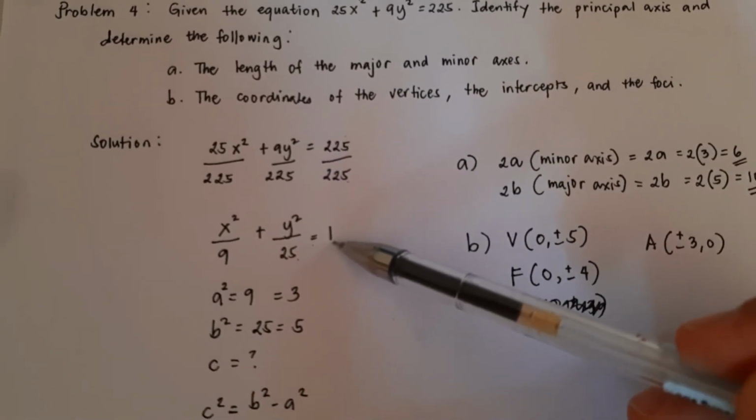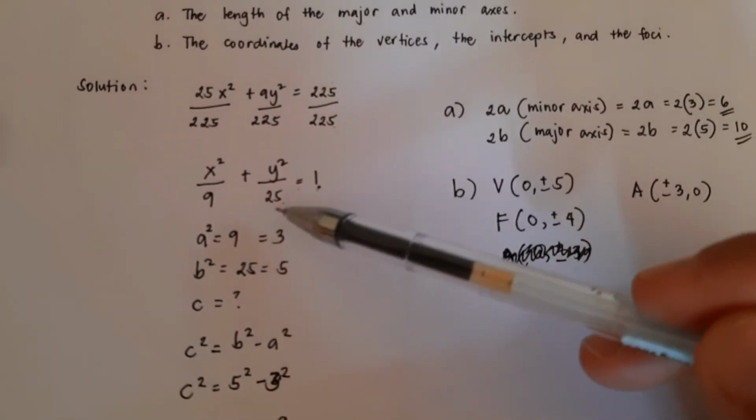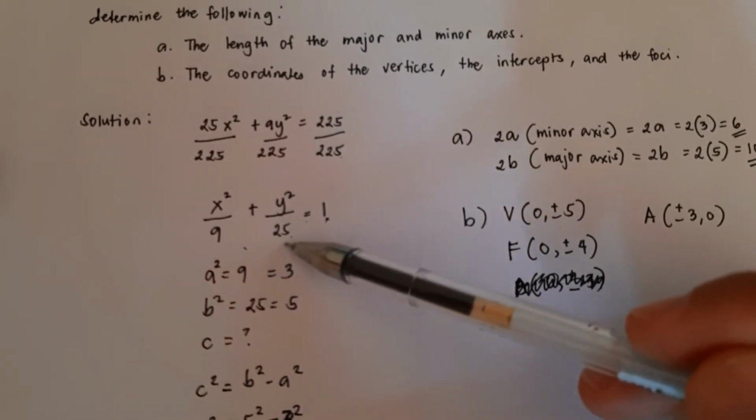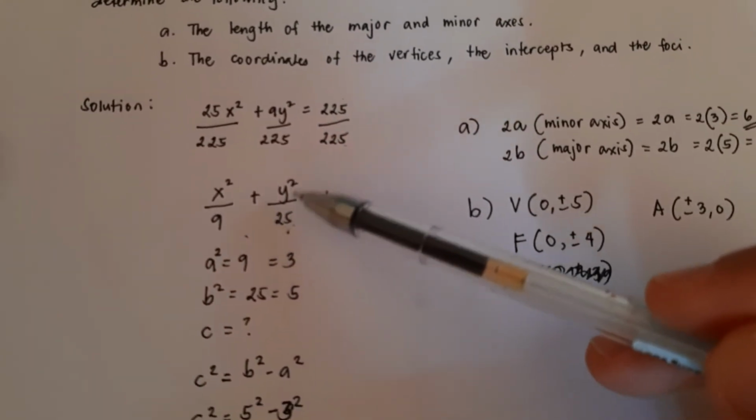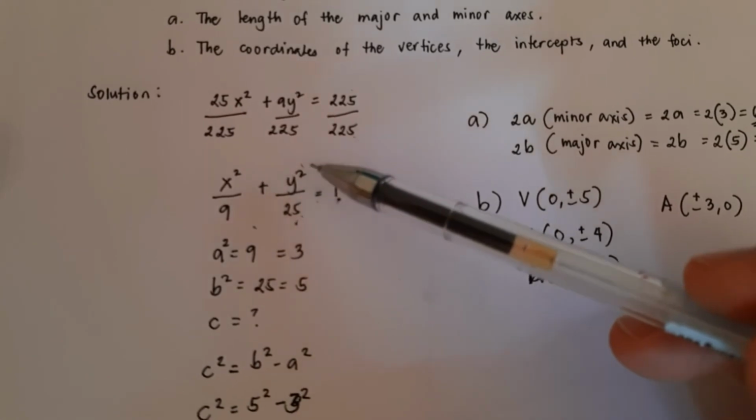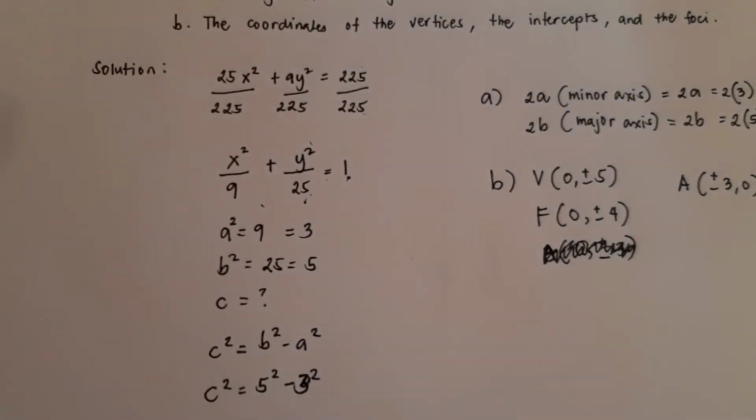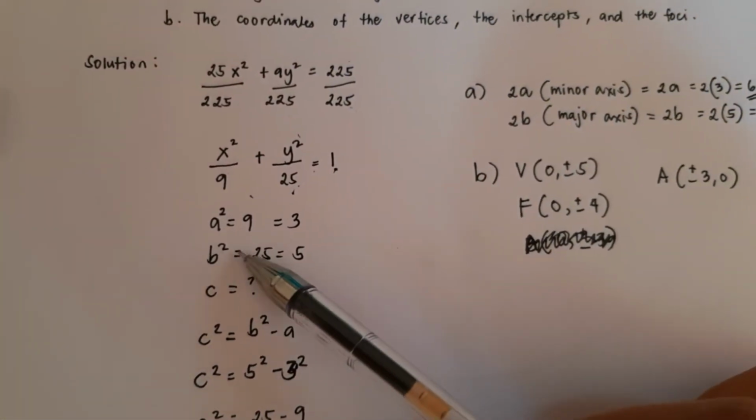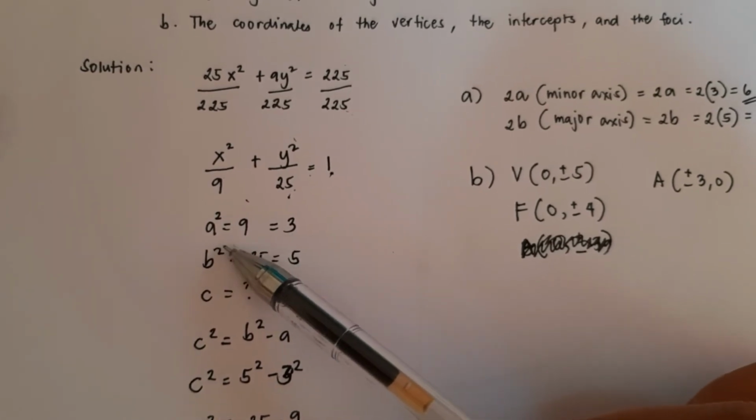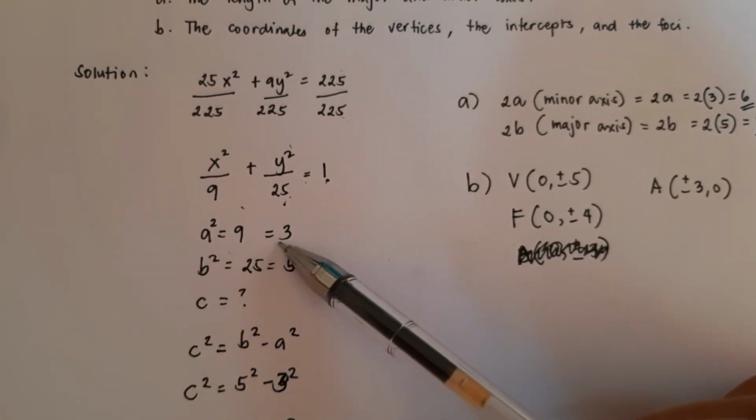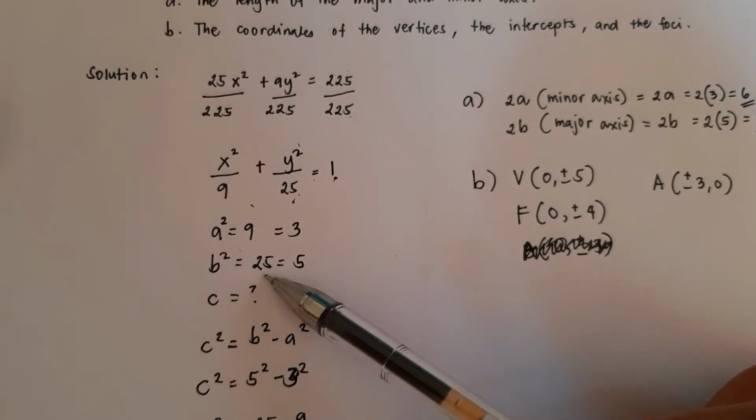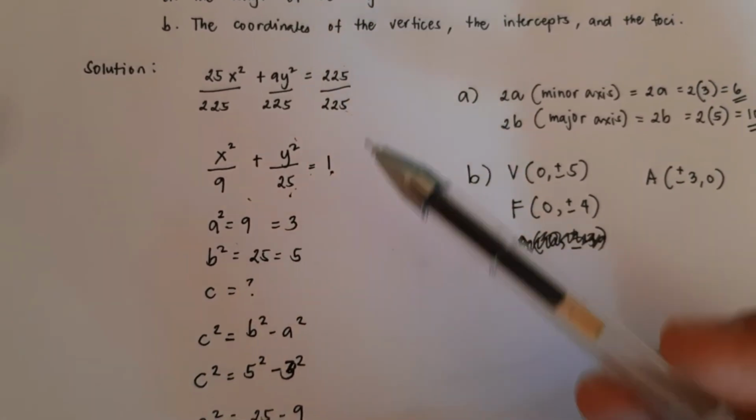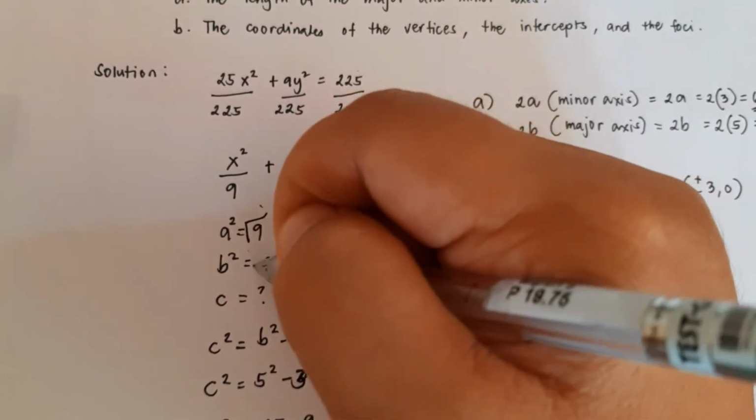Okay. So, alin ang mas mataas? Mas mataas yung 25, so therefore, nasa ilalim siya ng y, so therefore, nasa y-axis yung major axis. So, your a squared is equal to 9. So, square root of 9 is 3. b squared is equal to 25. So, square root of 25 is equal to 5.